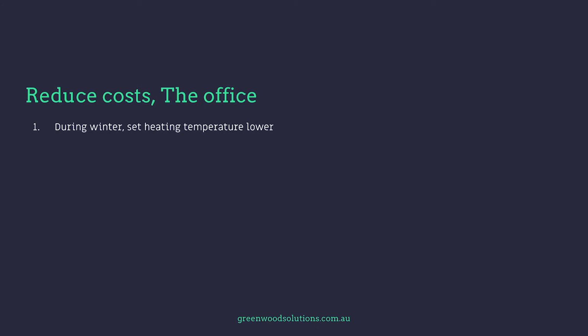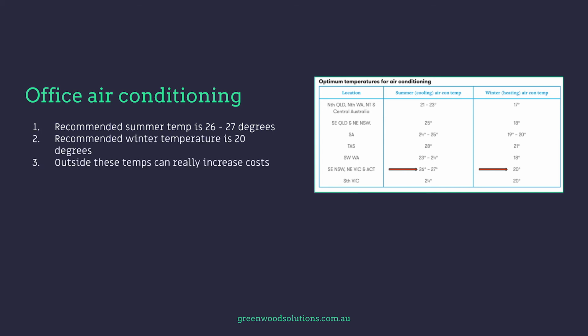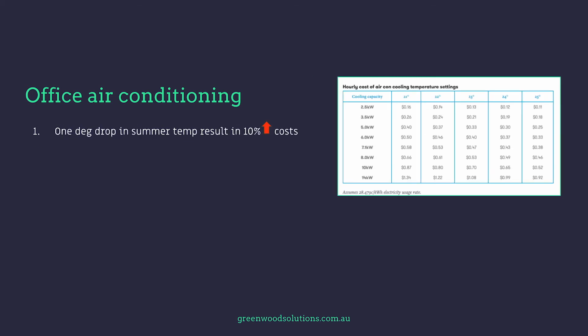During winter, you can set the heating temperature lower. During summer, you can set the cooling temperature higher and look at phantom loads in the office and reduce. With office air conditioning, the recommended summer temperature is between 26 and 27 degrees in southeast New South Wales, Victoria and the ACT. Recommended winter temperature is 20 degrees. Outside these temperatures, you can really increase your costs. A 1 degree drop in summer temperature results in a 10% increase in cost. This can add up with multiple air conditioners.